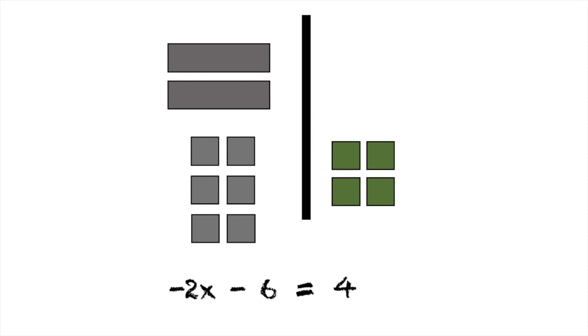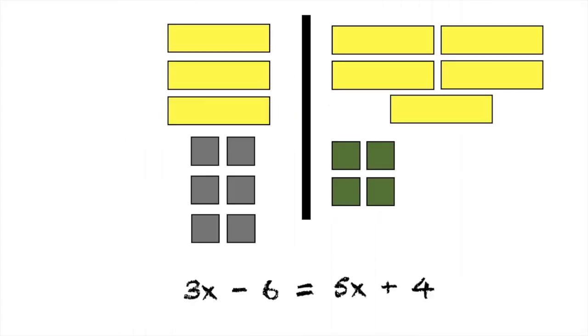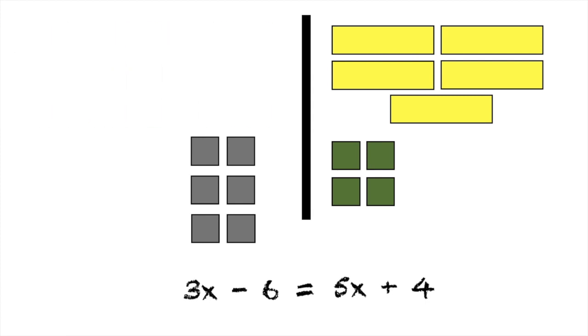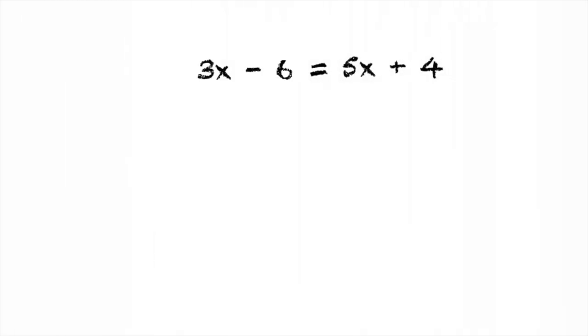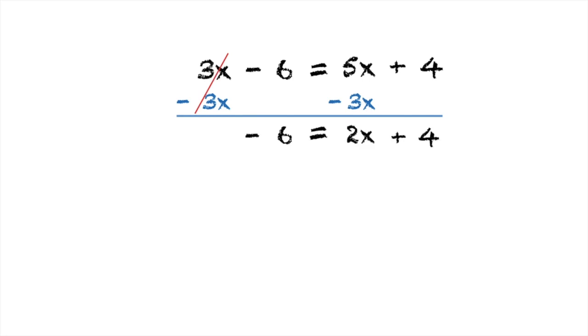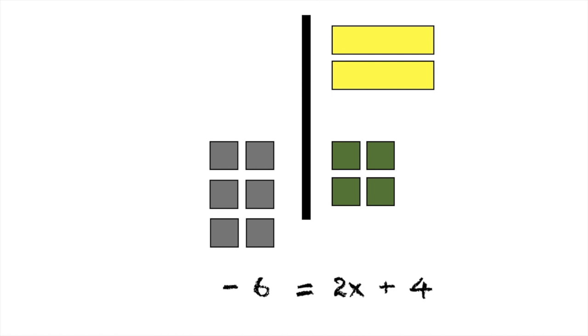What if we wanted the x pieces on the right instead? What could we do? We could subtract 3x from both sides. So we have minus 3x minus 3x. That leaves us with negative 6 is equal to 2x plus 4. So the same with our materials. We have negative 6 is equal to 2x pieces plus 4. This second way makes the x term positive, but then it is on the right-hand side. It is more common for it to be on the left, but we know how to solve it either way.